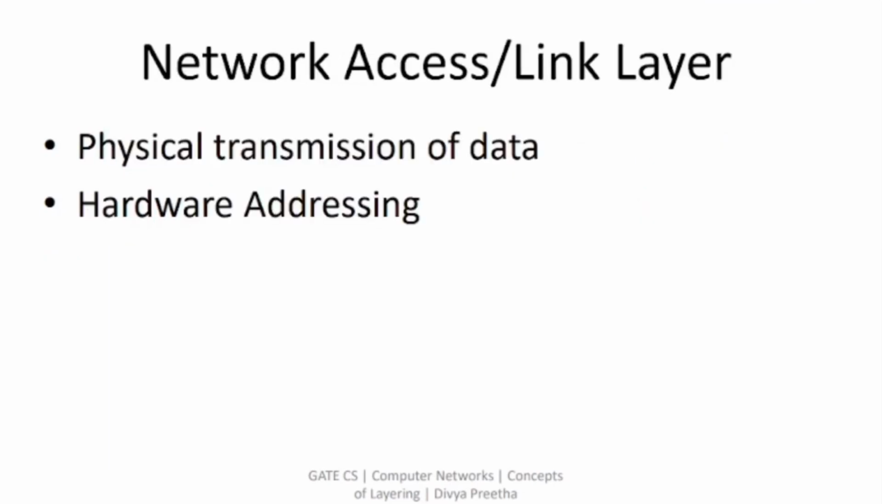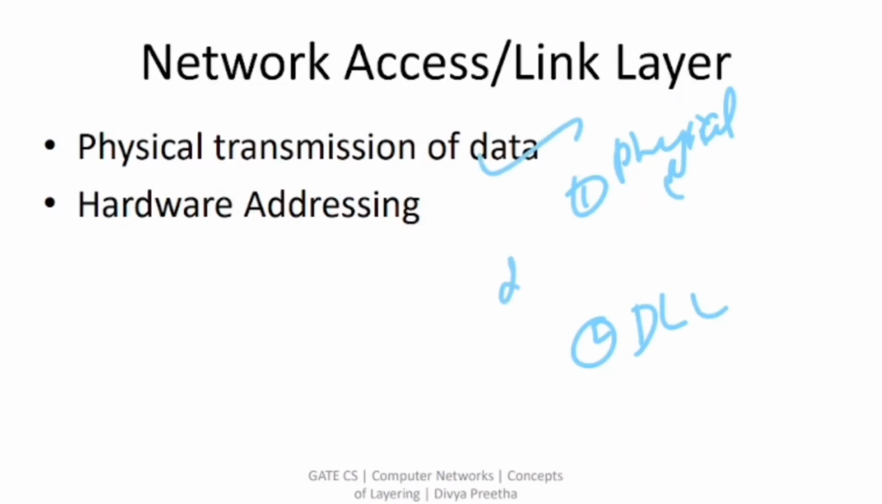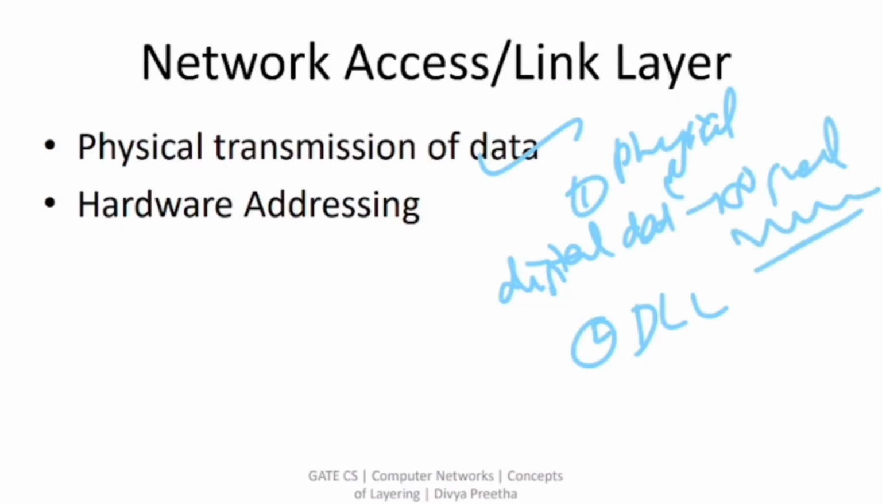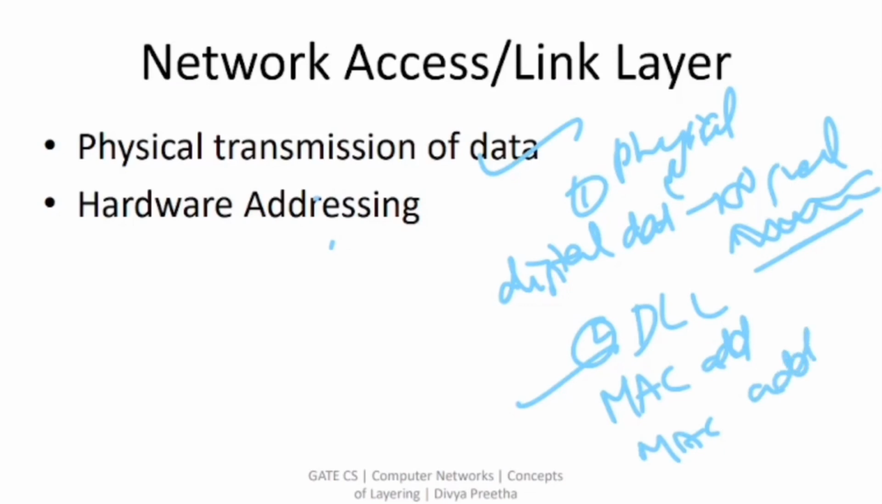And then finally we have the link layer, or the host-to-network layer, which deals with the features of both the physical layer as well as the data link layer. The physical layer does the physical transmission of data, converting the digital data bit stream to signal and then passing it through the air or the physical medium. The data link layer does hardware addressing, like we need to know the source MAC address and destination MAC address in order to transfer data.